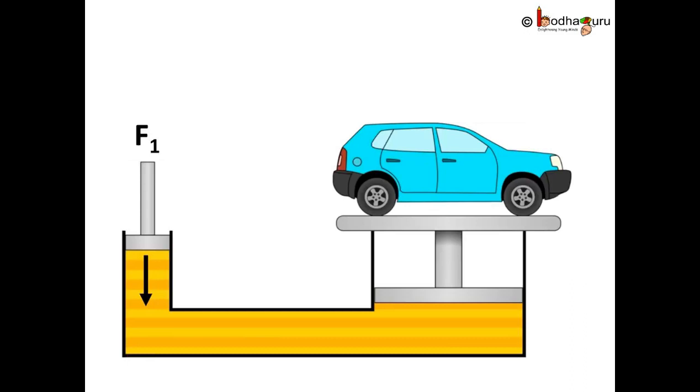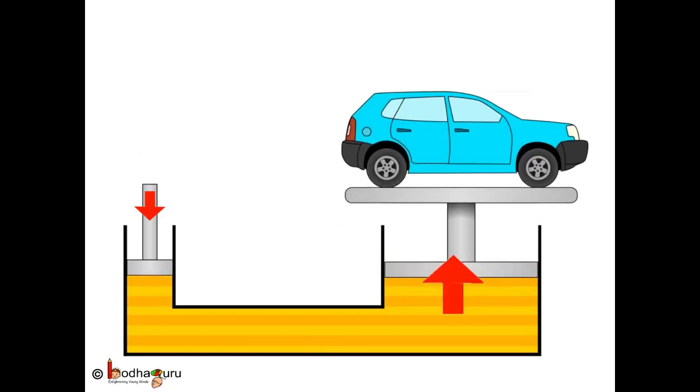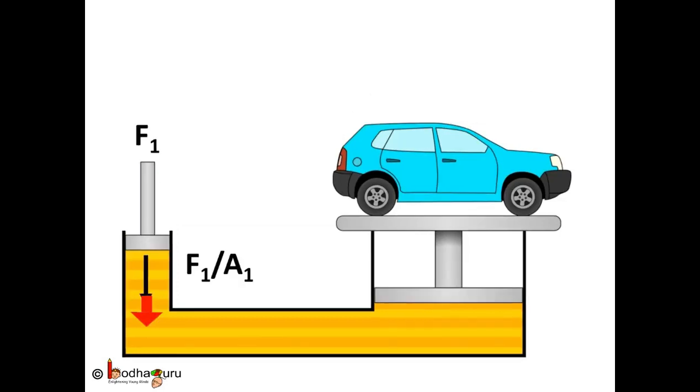Now, when we apply a force equal to F1 to the left piston, it will create pressure equal to F1 divided by A1. As we know, pressure is equal to force by area. Now, the cross section of A1 is small. So, we can generate a greater amount of pressure easily by applying a moderate amount of force. Now, this pressure will transmit equally throughout the fluid and reach the larger tube.